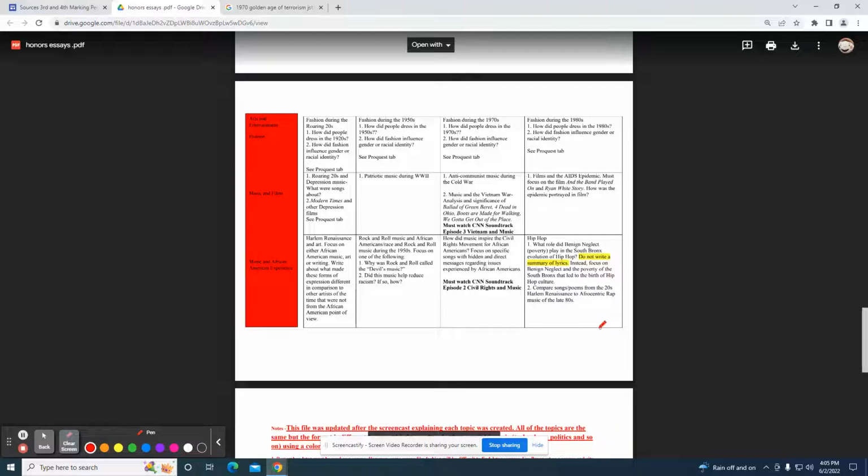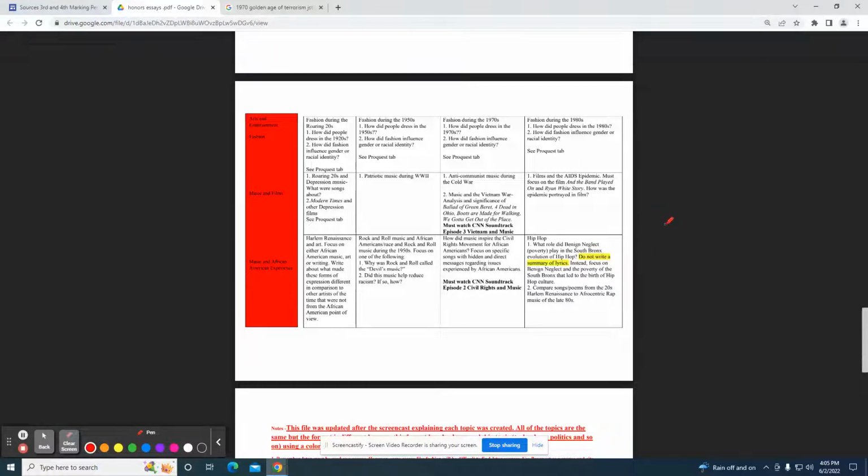If you were writing about this topic, what role did benign neglect play in the South Bronx evolution of hip hop? Do not write a summary of lyrics. So what you want to do first is read about benign neglect from the Nixon administration. What was this policy? How did it work? And more importantly, how did benign neglect lead to the decline of the South Bronx? And then how did that lead to the evolution of hip hop?